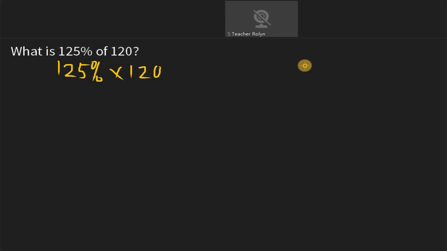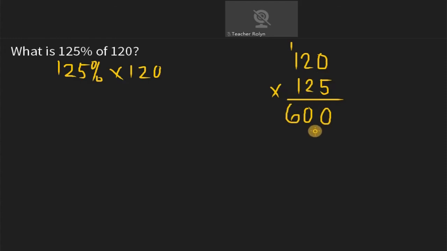Then multiply them as whole numbers. So we have 120 times 125. Let's multiply. 5 times 0 is 0. 5 times 2 is 10. Carry 1. Then we have 5 times 1 is 5 plus 1 is 6.